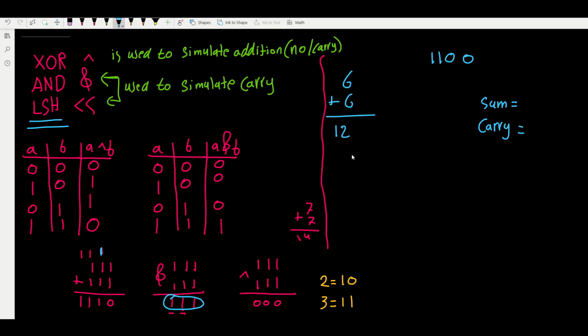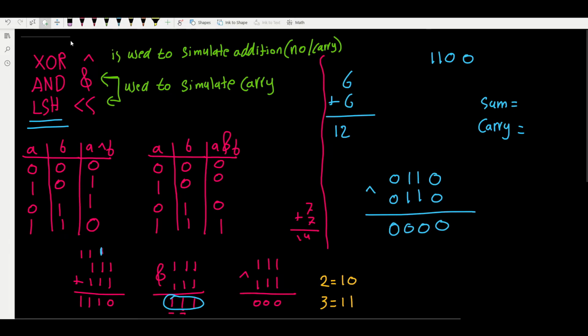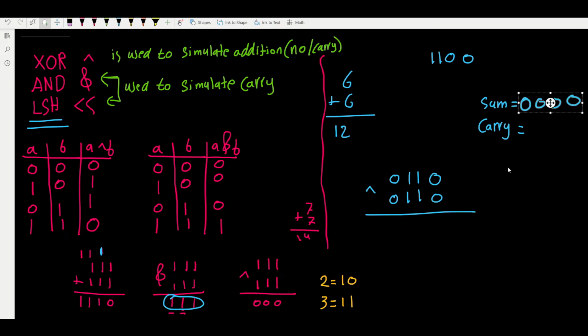Okay, good. So we said 6 plus 6. Now 6 in binary is 0110. Of course, we will add it to itself, so 0110. So we have these two numbers. First, we said we need to simulate the addition without the carry, so we will take the exclusive OR. The only way to get a 1 is if both bits are different. 0 and 0 are the same, 1 and 1 the same, 1 and 1 the same, 0 and 0 the same. So this gives us all zeros. So this will be stored inside of the sum.